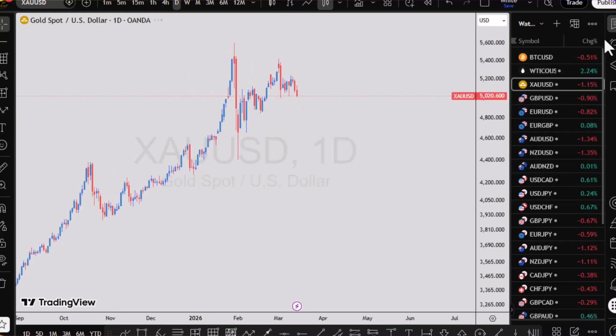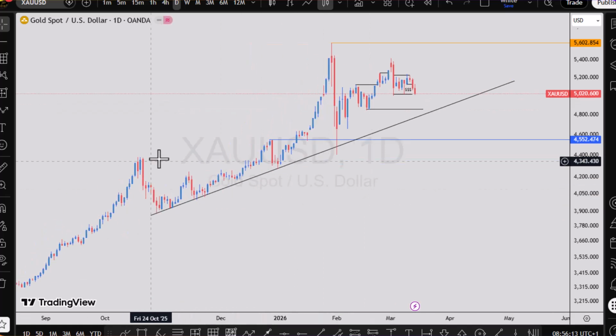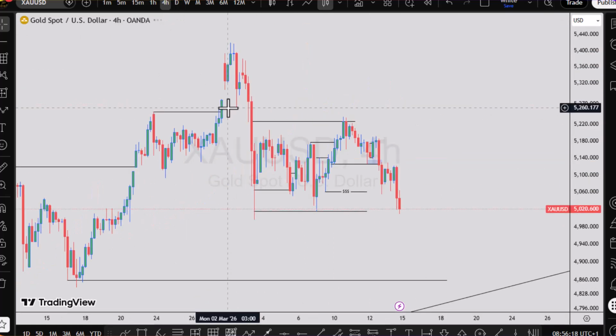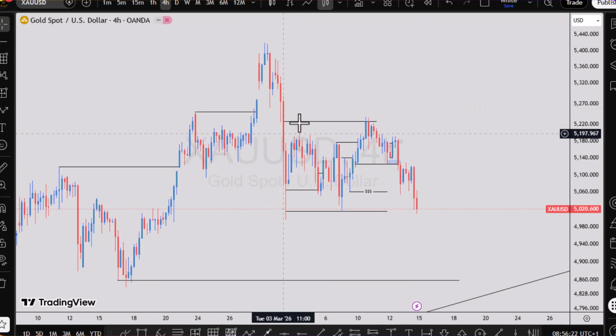Now let's check gold. Let's wrap up our analysis with gold. On the day chart, we have a bullish massive rally on gold. Now on the 4-hour chart, you can see our 4-hour chart. This is a very complicated zone for trade entry.